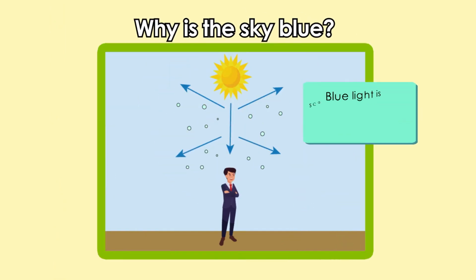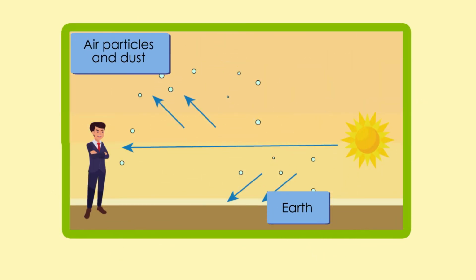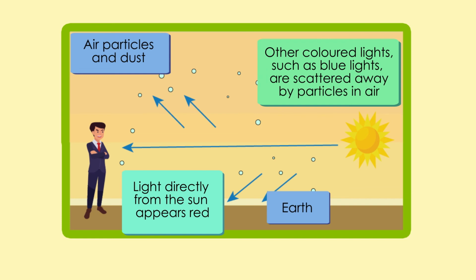During midday, blue light is scattered the most in all directions by the tiny particles in the atmosphere. Therefore, the sky looks blue during midday. Meanwhile, during sunset, the sun is at the horizon. Red and orange light are less scattered and will go through the atmosphere to reach your eyes. Other colored lights, such as blue light, are scattered away. Therefore, the sky looks reddish during sunset.